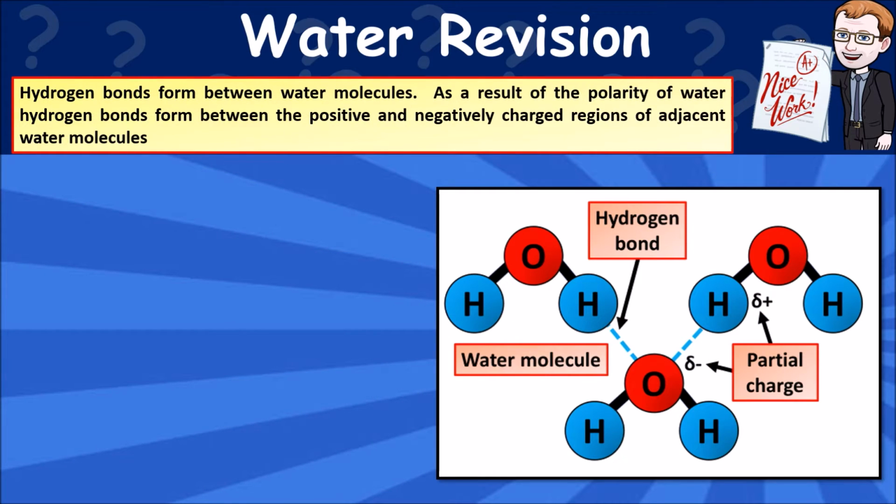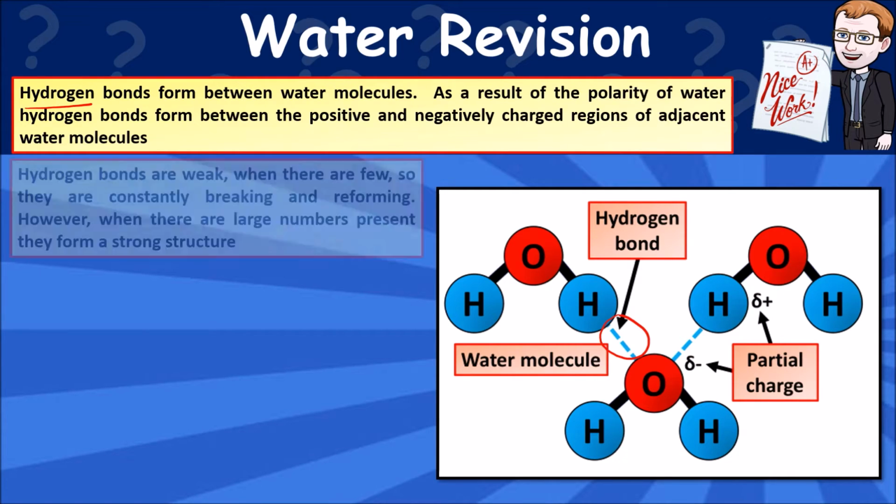Hydrogen bonds form between the individual water molecules. We can see there, between them, we're forming hydrogen bonds. As a result of the polarity of water, the hydrogen bonds form between the positively and the negatively charged regions on adjacent water molecules, so water molecules that are next to each other.